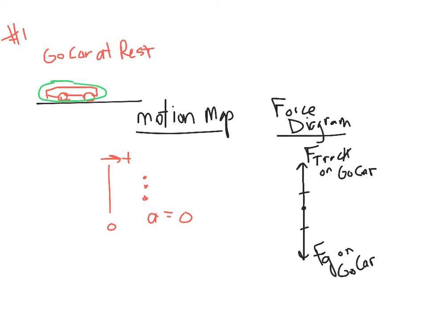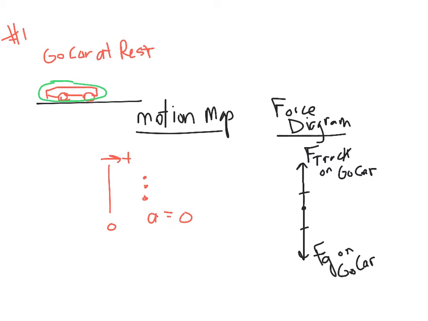I obviously have the drawing here. Hopefully you can see that. This should look the same as what I had on the board. And let's see my laser pointer. So we have a motion map here indicating that it is at rest, that there is no acceleration, 0.